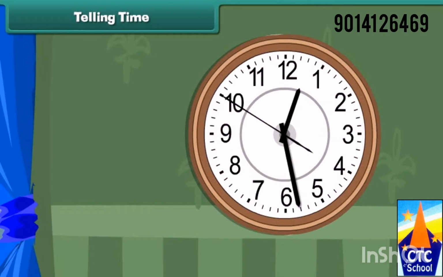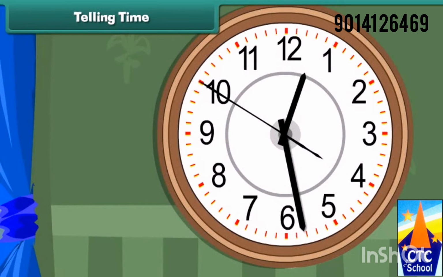Telling time. Every clock has 2 thick needles. They are known as the hands of the clock. The shorter one indicates the hour and is called the hour hand. The longer one indicates the minutes and is called the minute hand.